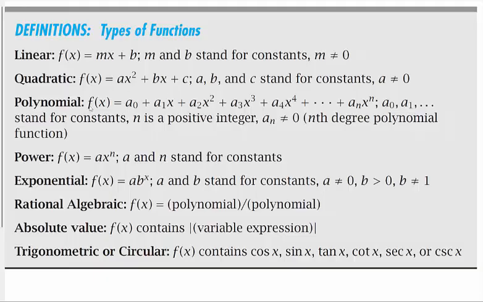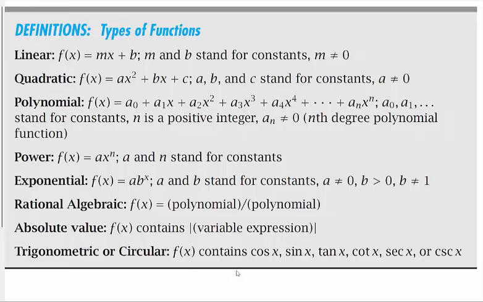All parabolas, quadratics, or polynomials. A power function is basically a polynomial, but just the first one term, ax to the n. Exponential function, a times b to the x, where a and b are constants, where a can't be 0, b can't be 1, and it has to be greater than 0. A rational function is the division of two polynomials. Absolute value has something in the absolute value symbol.